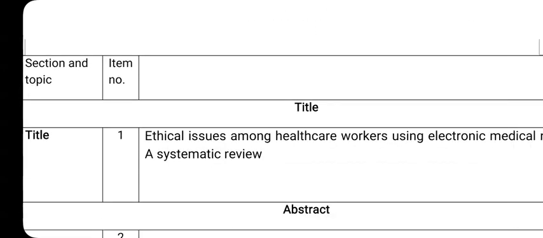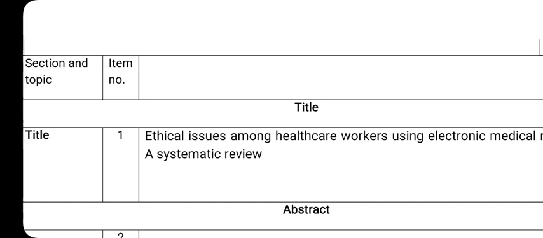Okay. The topic of my systematic review is ethical issues among healthcare workers using electronic medical records, a systematic review. The objective of this systematic review is to identify the ethical issues faced by the healthcare workers, which includes the doctors, the nurses, and other healthcare professionals like dentists. And they commonly face several ethical issues that I would be addressing in my systematic review.